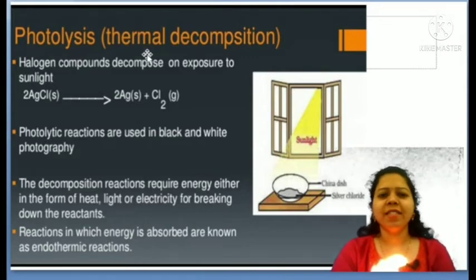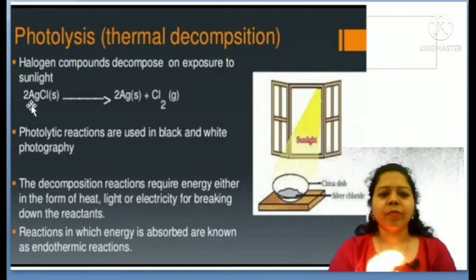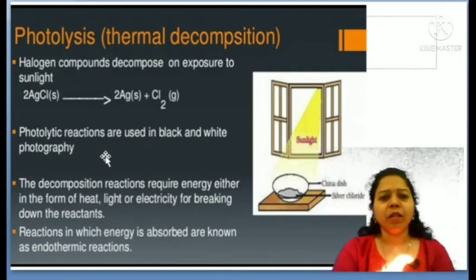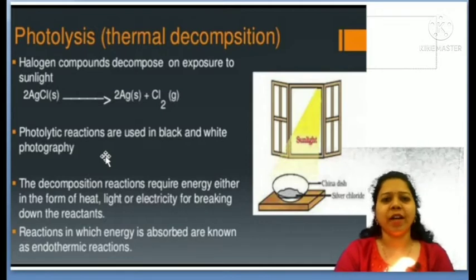Next is photolysis, a type of decomposition. Halogen compounds decompose on exposure to sunlight. For example, silver chloride on decomposition gives silver and chlorine. Photolytic reactions are used in black and white photography. In this photolytic reaction, the decomposition of the reactant takes place with the help of light, and that is known as a photolytic decomposition reaction.